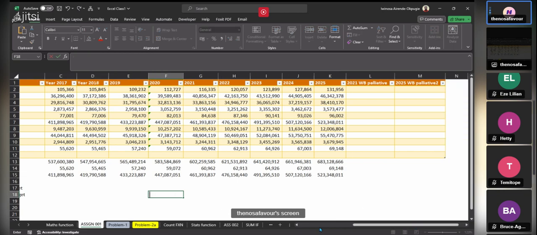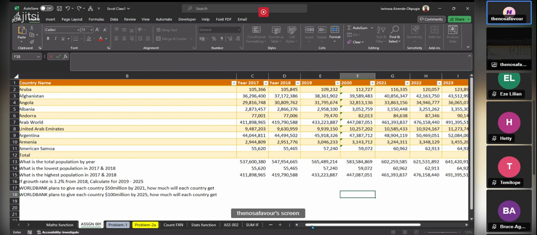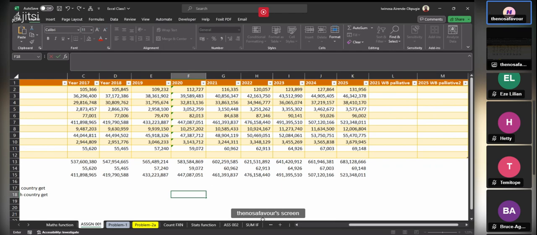All right, so I think we also had issues with the last question here. The last two questions here say, what bank plans to give each country 50 million by 2021? How much will each get? Now, the first thing you want to understand is we want to be able to share the 50 million across all the countries based on their population. So I cannot share 1 million. This person that has 60,000 as a population cannot be getting the same value as this person who has 40 million. That will not be fair.